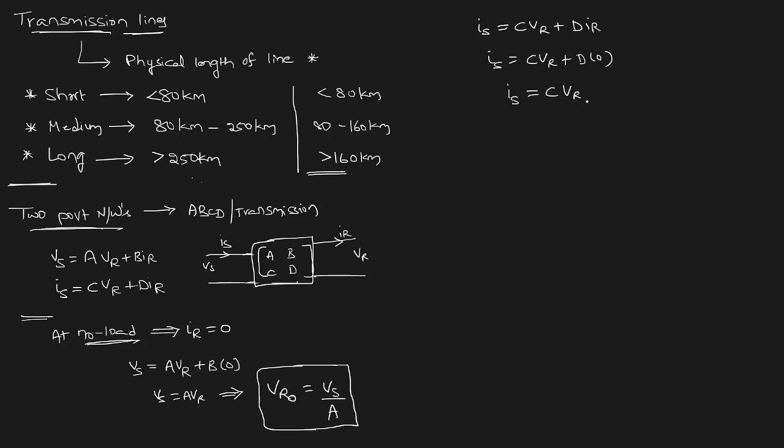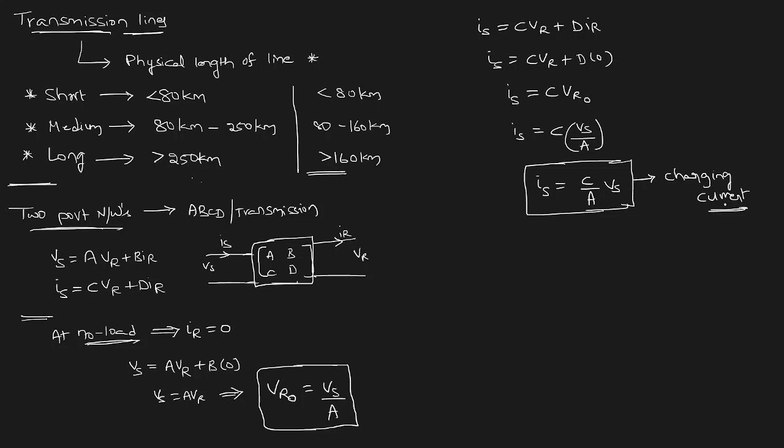This is the no-load receiving end voltage, right? So we will update it as VR naught. We already know VR naught is Vs by A. Therefore, we can write this as Is equal to C by A into Vs. Fine. In some cases, this can also be referred to as charging current. Since it is on no load, most of the current will be capacitive, so we can conclude this as charging current.